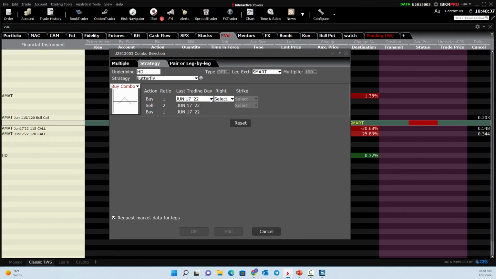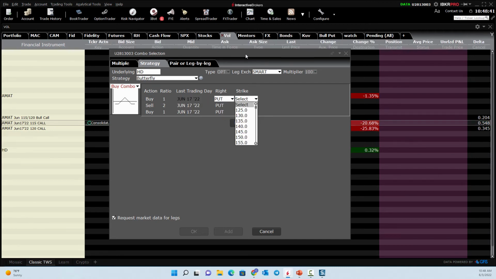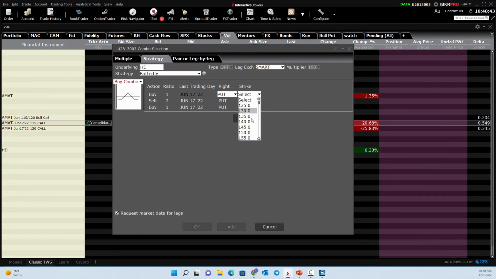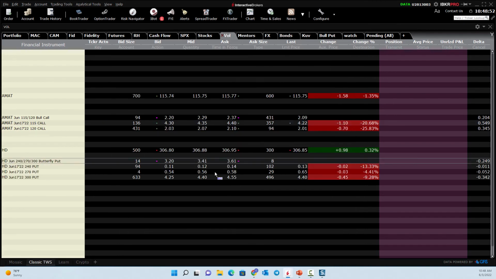Okay, so I was going to buy a put butterfly. And Home Depot's trading at 306. So hypothetically, we were going to buy a targeted butterfly, expecting the stock to go down in price and build something like that. So here, buyers are trying to pay 320. Sellers are trying to get 360. The middle value is about 340.